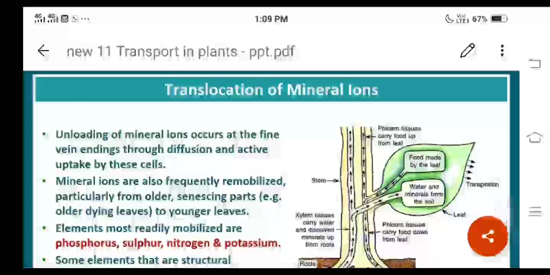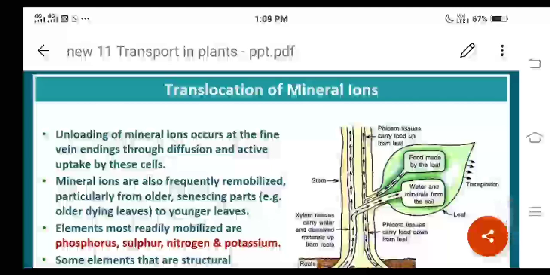Unloading will occur by the diffusion process, by the uptake process by the cells or by the tissues, and it takes place by active transport, or active uptake, right? This is one important thing.